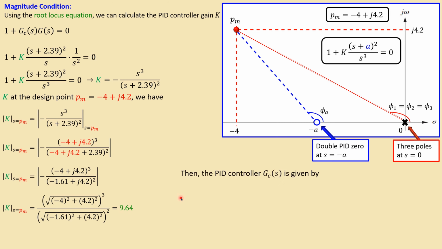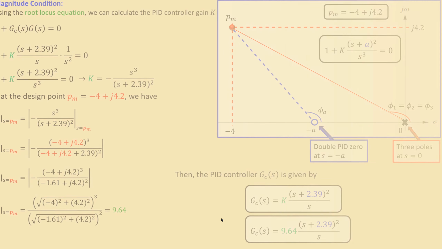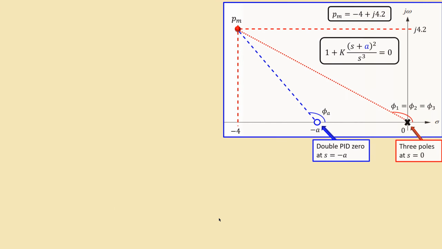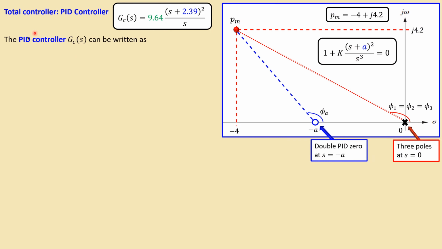Now then the PID controller, the total controller, G of C will be this. Of course K is unknown, so I just write it down, it will be this. So we have the PID control, total controller, which was actually this one. This can also be written in this form.